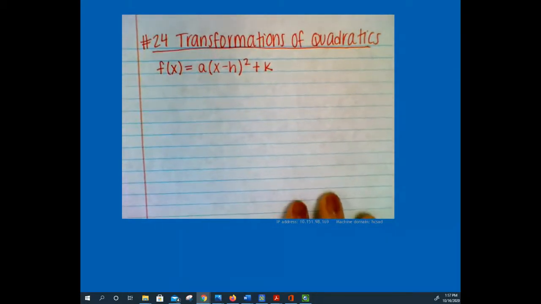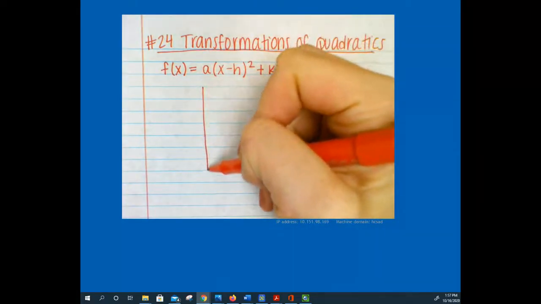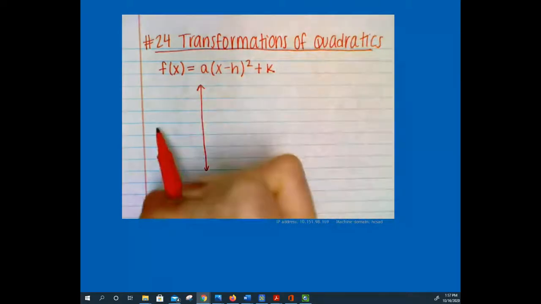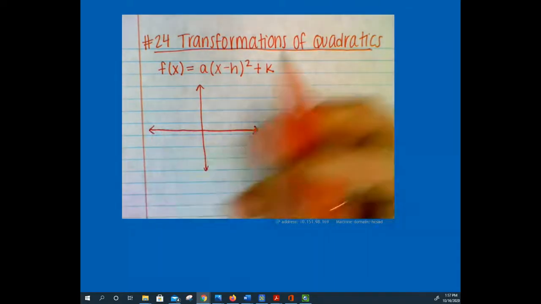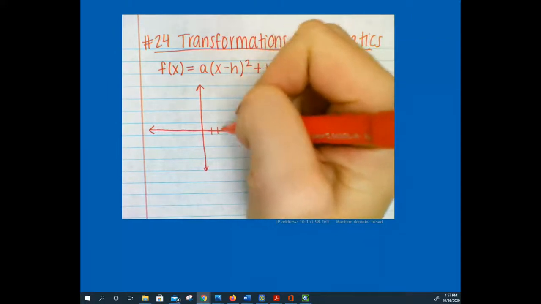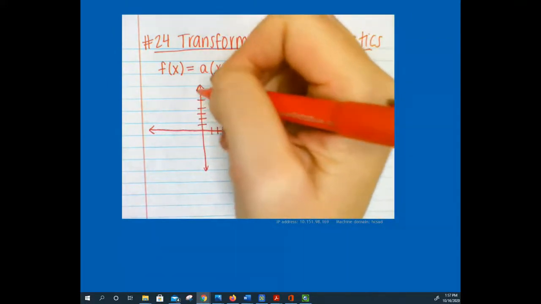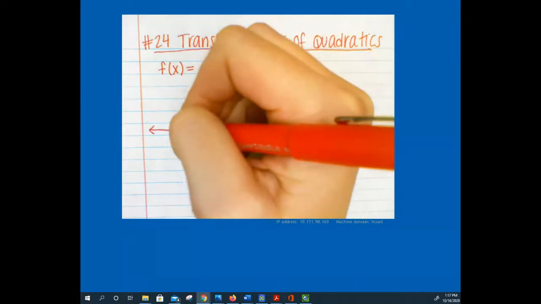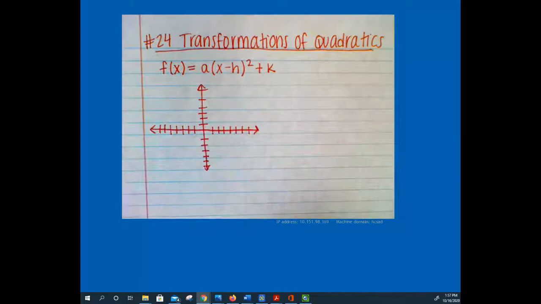So the first one we're going to look at, you're going to have to make a rough sketch in your notebook. It is not perfect, and that is okay. I'll put a couple points here and a couple up here, so I'm just putting a couple tick marks on each axis.